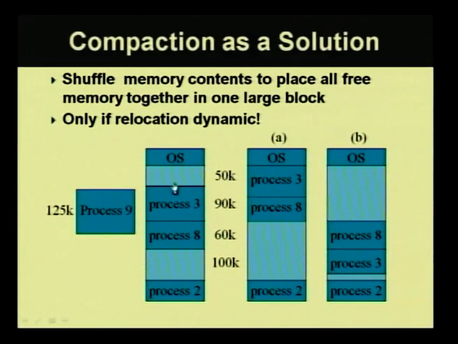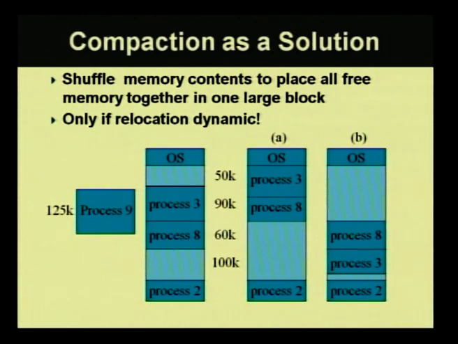In compaction, in the same example we discussed here, process 3 and process 8 are moved either upwards or downwards. Both possibilities can happen. In this diagram, process 3 and process 8 are moved upwards so that the two different bits of memory holes available are compacted or joined together to form a single large hole such that process 9 can be accommodated. In variation B, both the processes are moved downwards so that here the process can be accommodated.